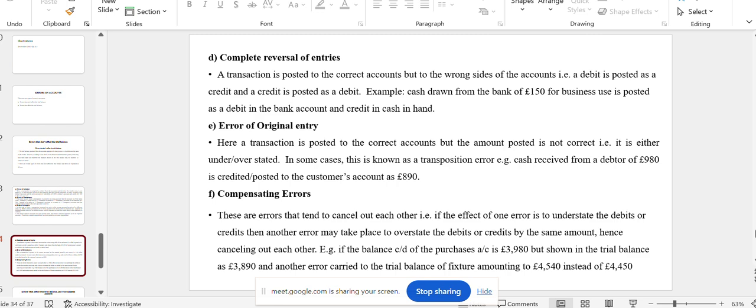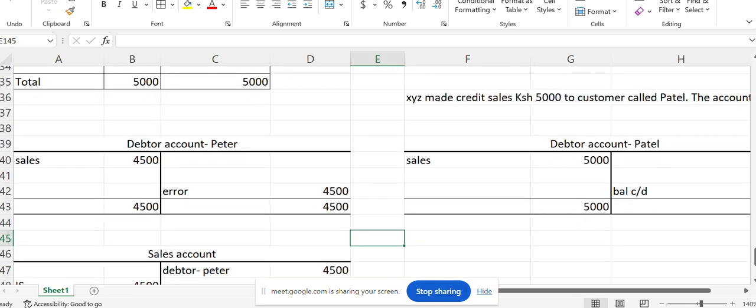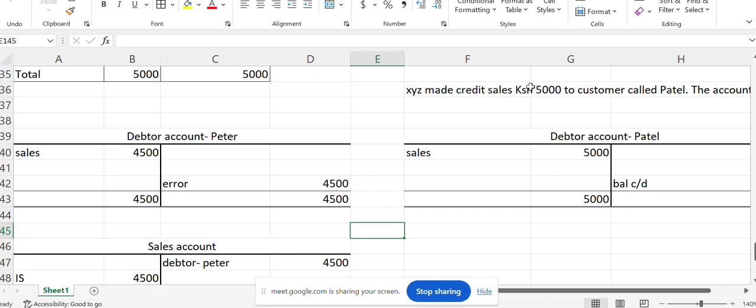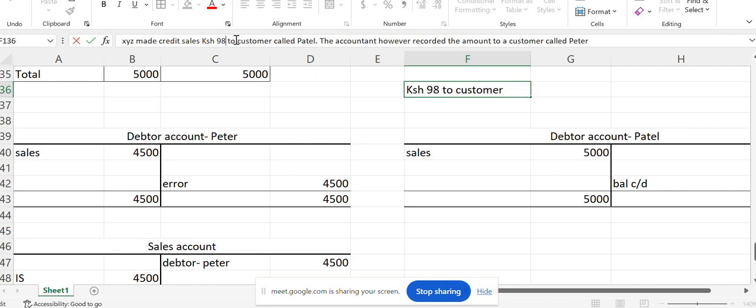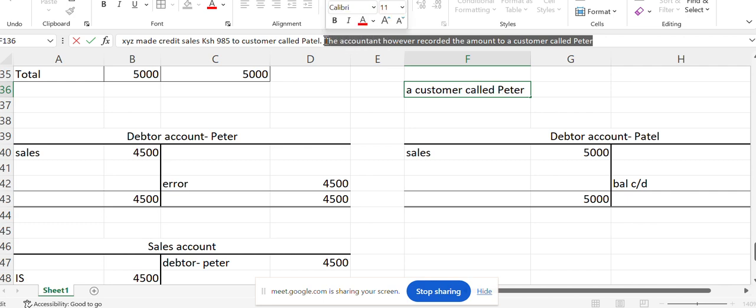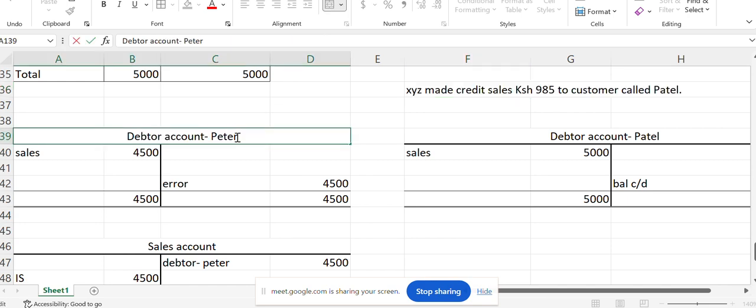Yes. The last one, compensating errors, from the word compensate. These are errors that compensate each other. And this one, let us assume that XYZ Limited made credit sales worth, let me change the amount here for you to understand, worth 985 to a customer called Patel. Let me delete the other sentence. Okay.